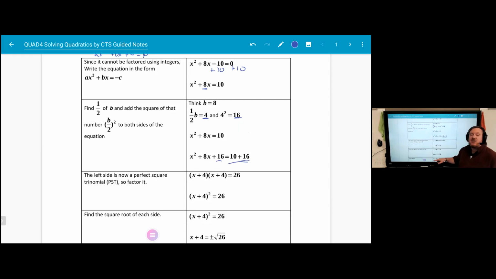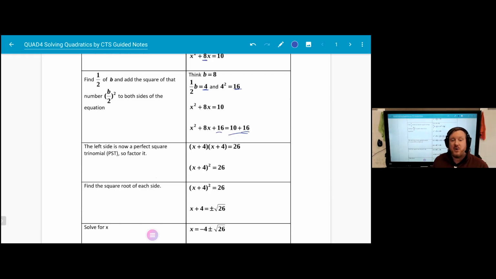This is a perfect square trinomial. Tri is 3, right? In other words, we need what multiplies to 16 and adds to 8. Well, 4 and 4. It's a perfect square. If I were to factor it, it would be x plus 4 times x plus 4. The same thing multiplied by itself is x plus 4 squared. So x plus 4 squared equals 26.